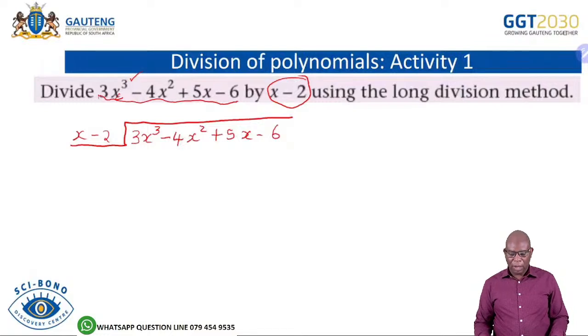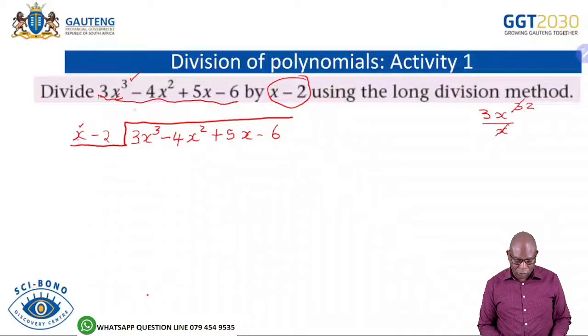Now let's see. How am I going to divide this? So remember, I'm dividing. I have an x here, I have a 3x cubed. The first thing I'm going to do is divide 3x cubed by this x. So I'm dividing it by that x, x there, 2 left, that one cancels out. I'm left with 3x squared. So where do I put the 3x squared? On top there, 3x squared.